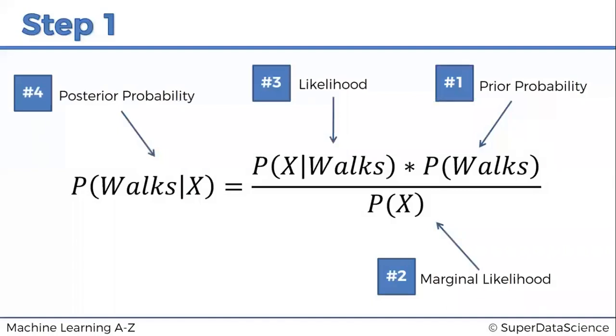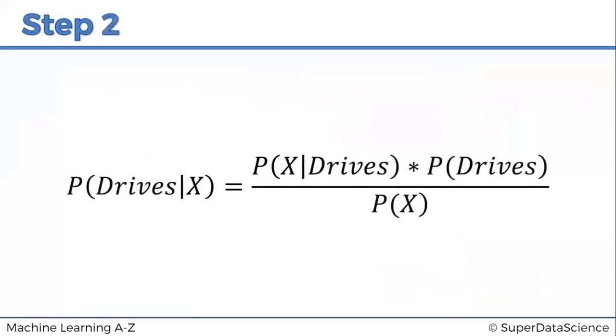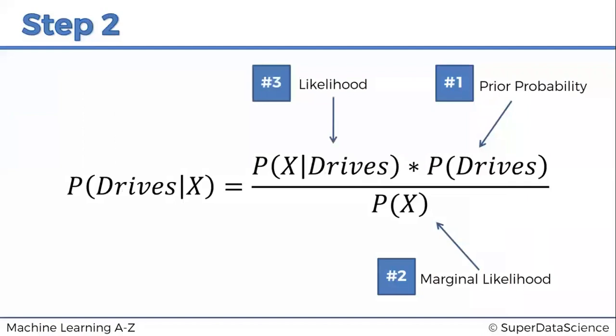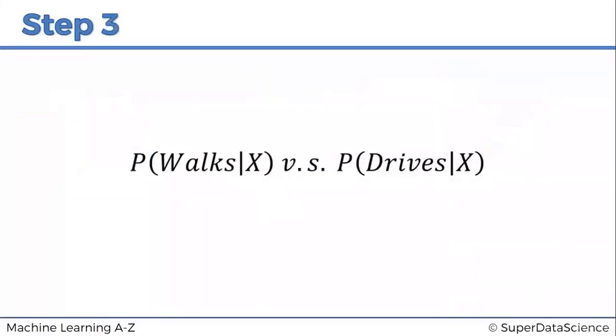This is all still step one, to calculate the probability that somebody walks given those features X that we see in our new data point. Next, we're going to have step two, where we calculate the probability that somebody drives given those features X. Again, we'll have the prior probability first, then the marginal likelihood, then the likelihood, and then we'll get to the posterior probability. Finally, we're going to compare the probability that somebody walks given features X versus the probability that somebody drives given features X. From there, we'll decide which class to put that new data point in.